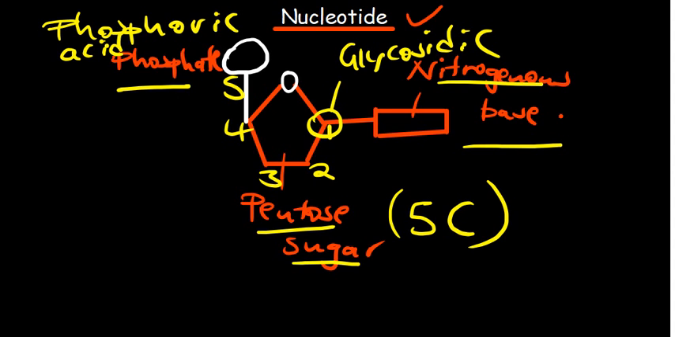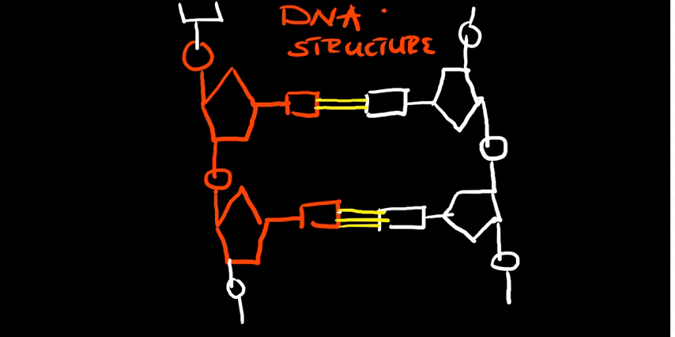When you talk about the structure of DNA, this is the way DNA comes out in terms of structure. Since we now know the way a nucleotide comes out, it's a single unit. Let me write one.